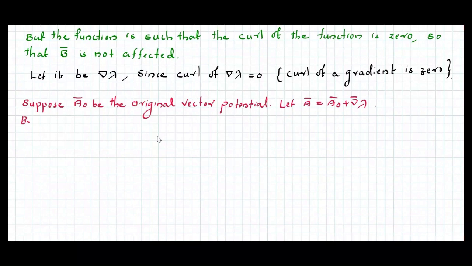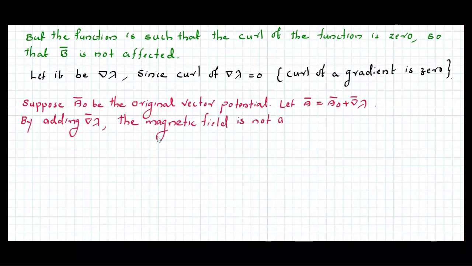Now assume that the vector A0 is the original vector potential. Let the new vector potential be A, that is A0 plus del lambda. Here remember that by adding del lambda the magnetic field is not affected. There is no change in the magnetic field produced. So we have the freedom to add del lambda to the original vector potential.